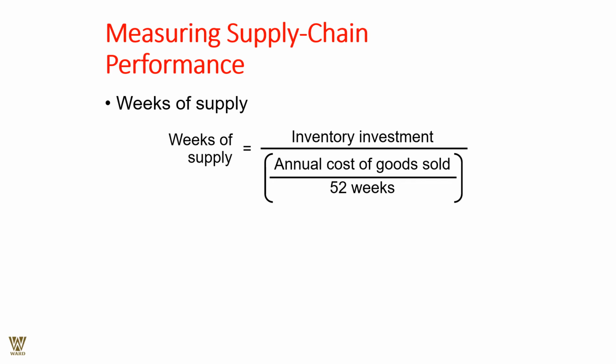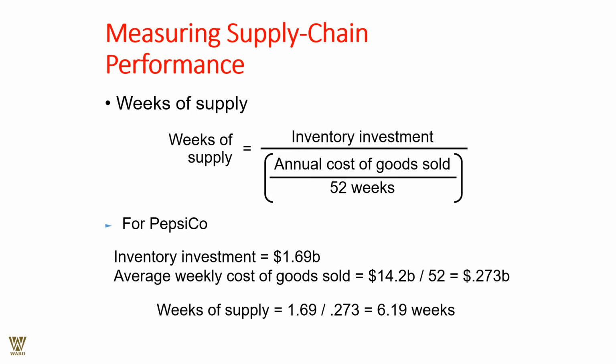We need to find out where the supplies are. Weeks of supply: inventory investment, the amount of capital that has been blocked, divided by annual cost of goods sold divided by 52 weeks. Annual means the whole year. So every week, how much supply is being consumed. This is from PepsiCo. The inventory investment is approximately $1.69 billion. The average weekly cost sold is $14.2 billion divided by 52 weeks, which becomes approximately $0.273 billion. Weeks of supply would be 1.69 divided by 0.273, approximately 6.12 weeks.